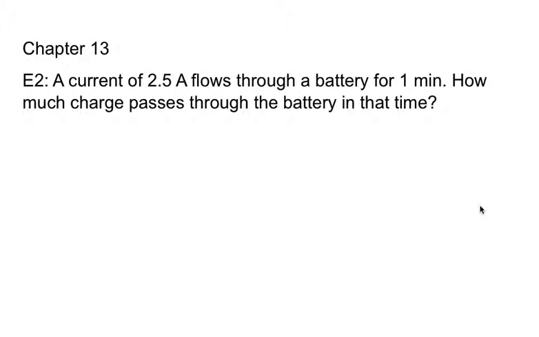Okay, we have another problem from chapter 13. A current of 2.5 amps flows through a battery for 1 minute. How much charge passes through the battery in that time? So an equation to remember is the current is the charge that passes through in a certain amount of time.